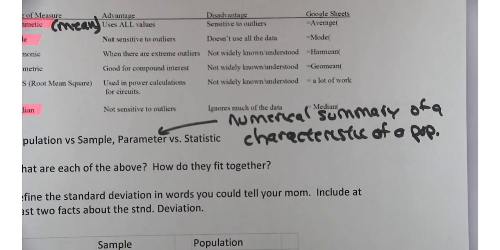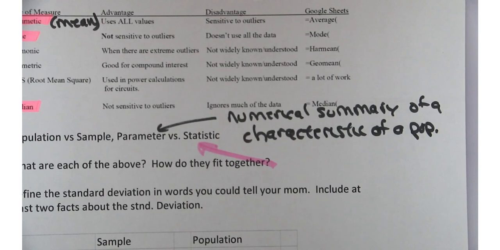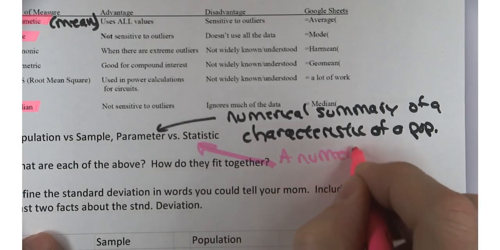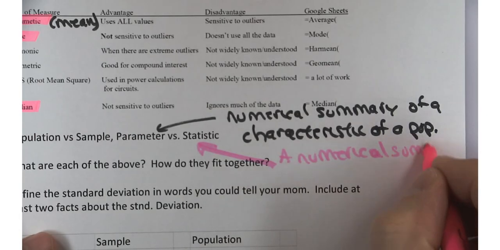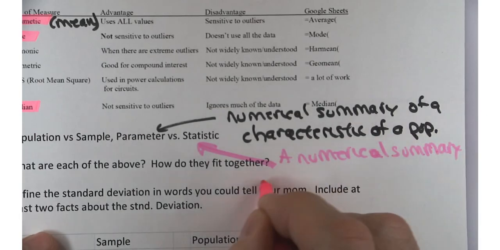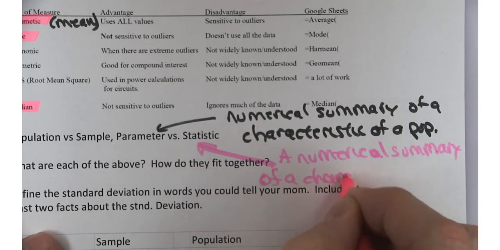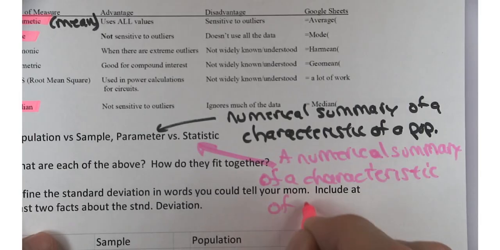And the same thing is going to be true with statistic, except what difference? Yeah. So this is a numerical summary of a characteristic of sample data.